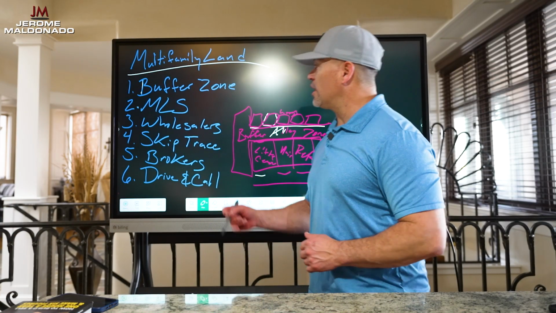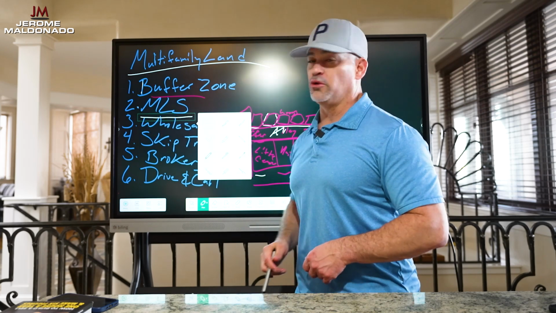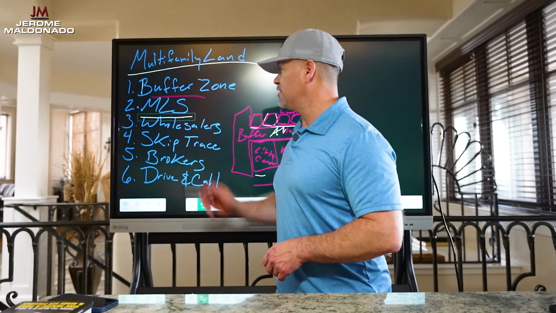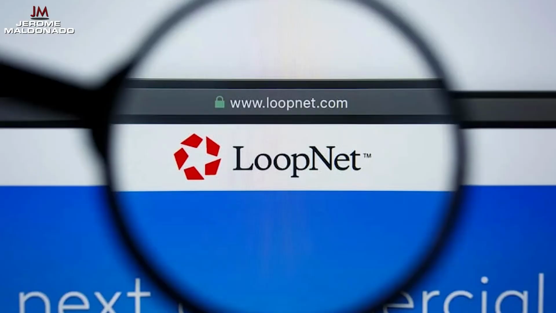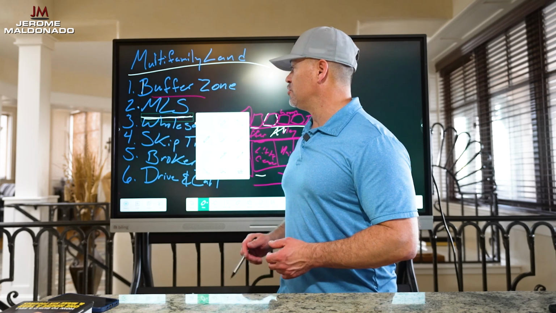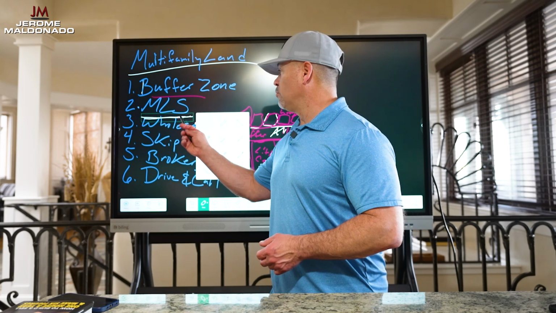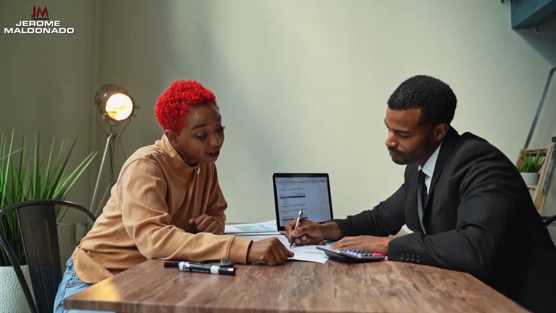Now, when you go in, we look at these buffer zones. Now we go in, we want to look at the multiple listings. You can go into a lot of different listing sites now, even like Zillow, and you can go into LoopNet, you can go into CoStar, and a lot of these listing sites, and you want to become aware of what's available in your market. Now, when you do that, you want to be able to drive those areas. Now, so the MLS.